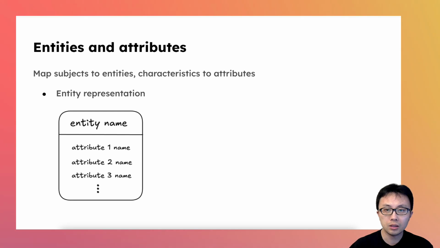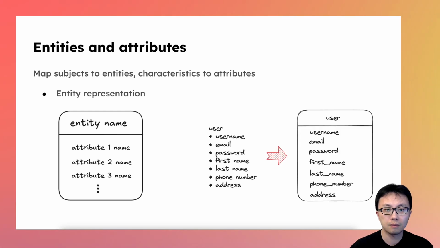The representation is relatively straightforward. We use a rectangular box to represent an entity, and separate the entity name and its attribute names using a solid line. The attribute names will be listed one after another in different rows in this box. For example, the mapping between the subject user and its corresponding entity representation looks like this. The entity is represented as a rectangular box, as you can see here. The entity name, user, is separated from its attributes by a solid line.